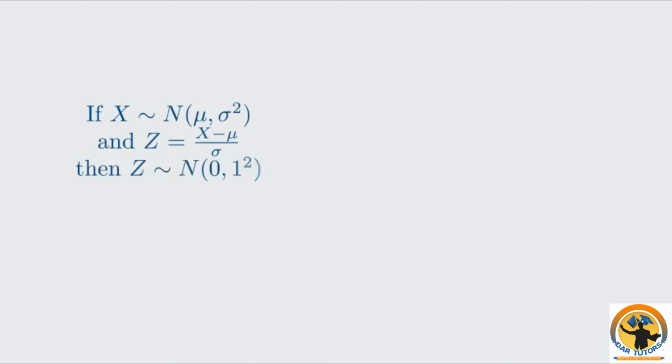Now let's explore what happens when we apply this z-transformation to every single value in a normal distribution x. It turns out that the new set of z-scores also forms a normal distribution. But it's a very special one. The z-scores will be normally distributed with a mean of 0 and a standard deviation of 1. This special distribution is called the standard normal distribution, or the z-distribution.